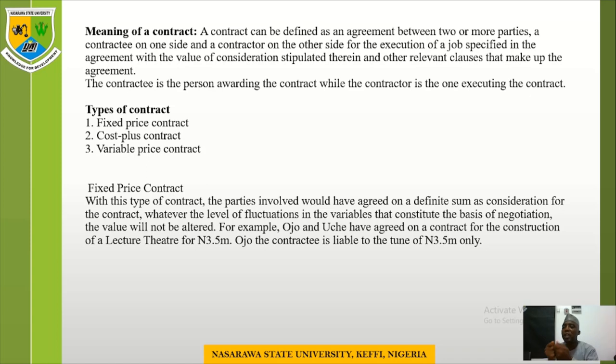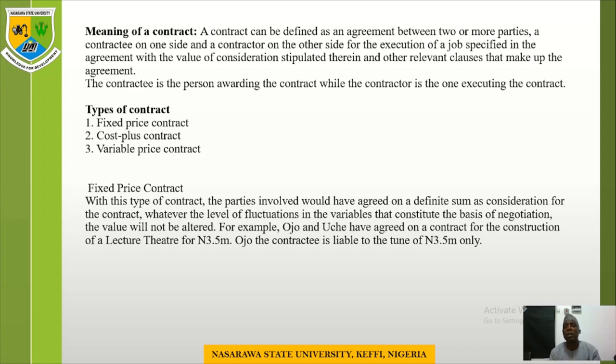For a specific job to be executed, the contractee is the person awarding the contract, while the contractor is the one executing the contract. So this is the relationship that calls for these elections. Then, what are the various types of contract? There are basically three types of contract.